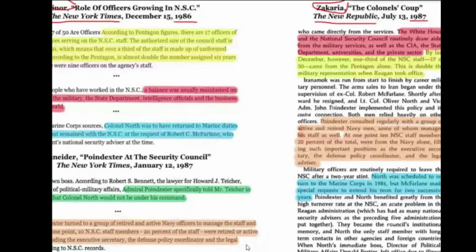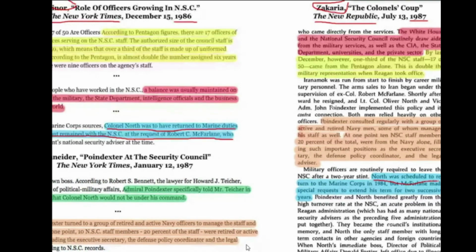The ones that are colored will have some similarity. So I will read that one. Colonel North was to have returned to marine duties 2 years ago, but remained with NSC at the request of Robert C. McFarlane, who was the president. It goes further.